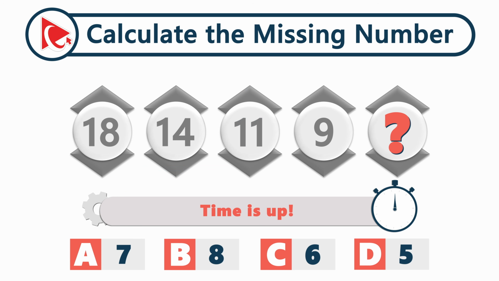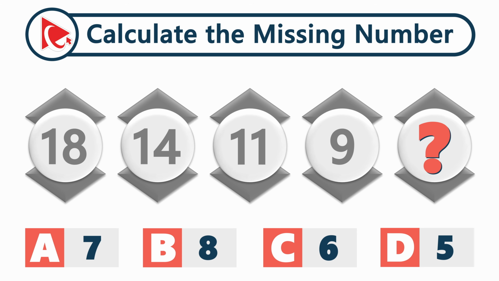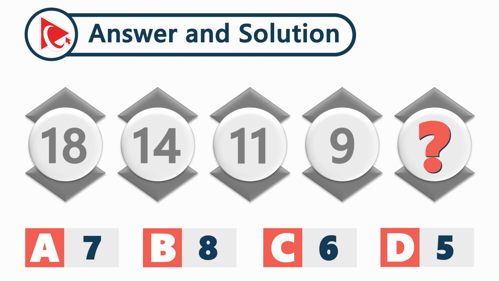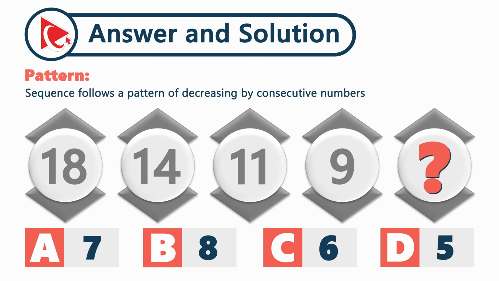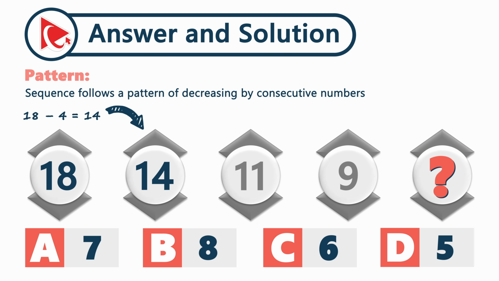Time's up. Do you have your answer ready? I hope so, because the solution is as simple and elegant as these cool shapes that we see on the screen. The sequence follows a pattern of decreasing by consecutive numbers. Let's look at the example. The first set of numbers are 18 and 14. 18 minus 4 equals 14. You see that in the first pair, the decrement is 4. But in the next pair, the decrement would be 3.